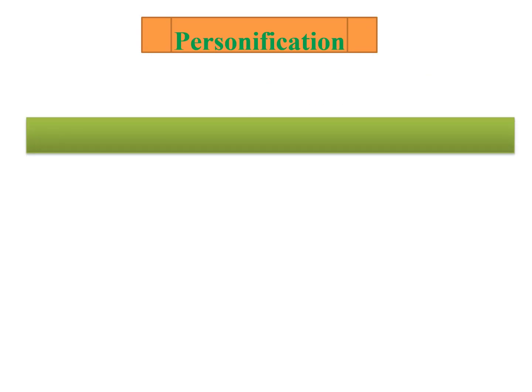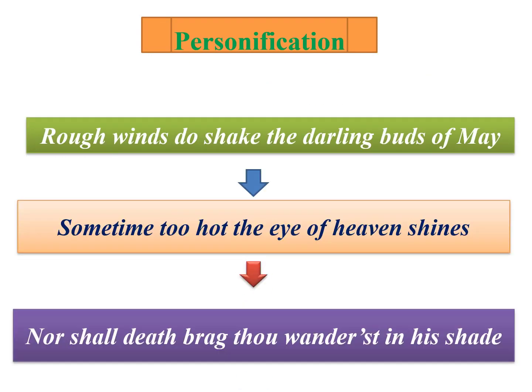Then personification is already here. What? Rough winds do shake. Winds are shaking. So here we have seen that winds are personified. Sometimes too hot the eye of heaven shines. Here, the eye of heaven shines. What does it mean? The eye of heaven means the sun. The eye of heaven here indicates the sun. The sun shines. So it is written in that way. And here you can see that it's also a human eye. That's why it's a personification.